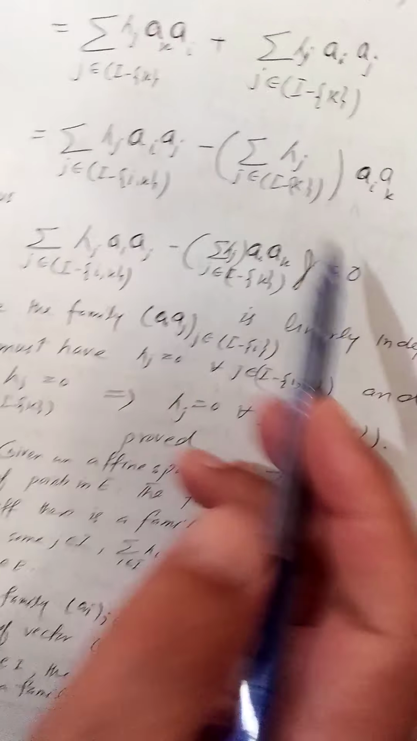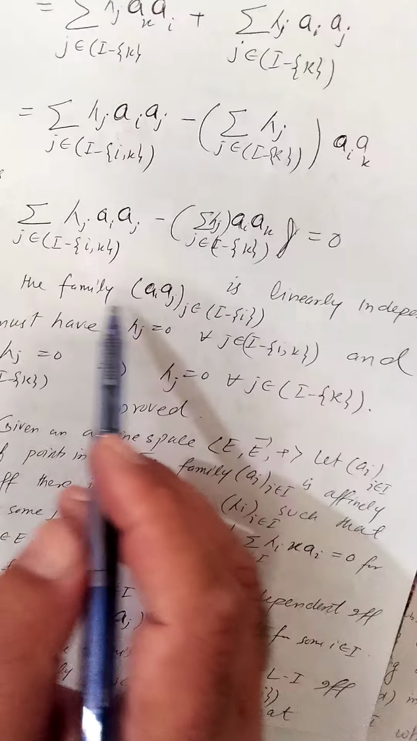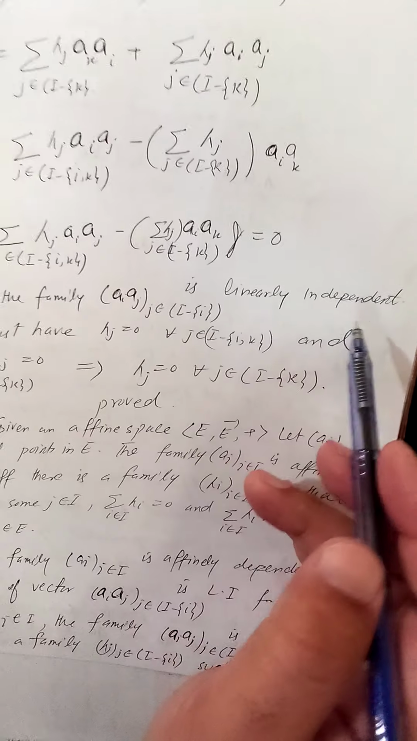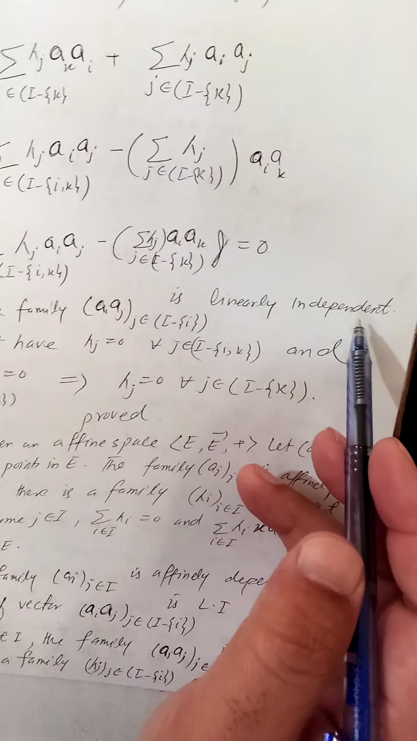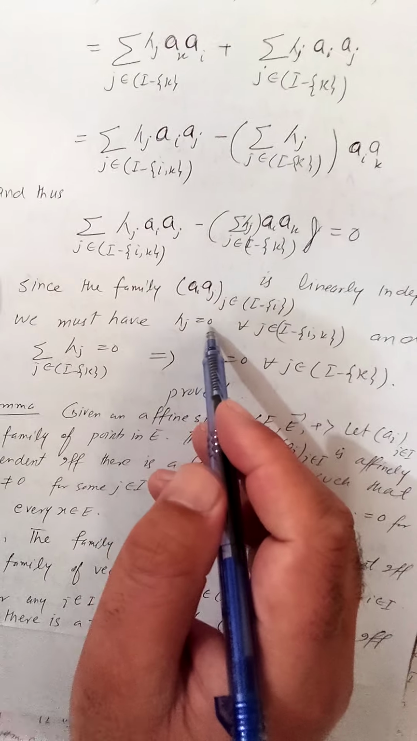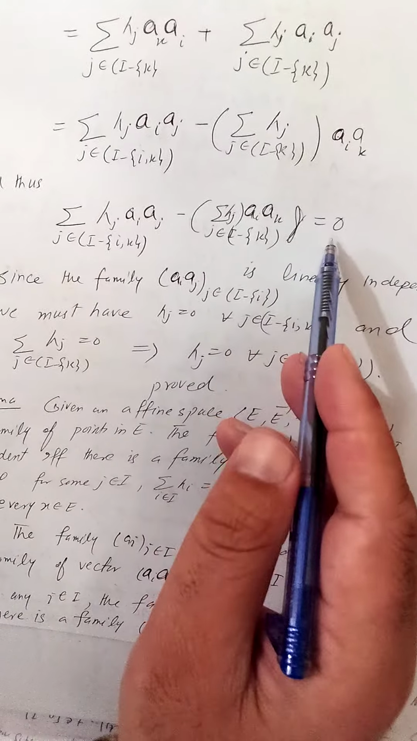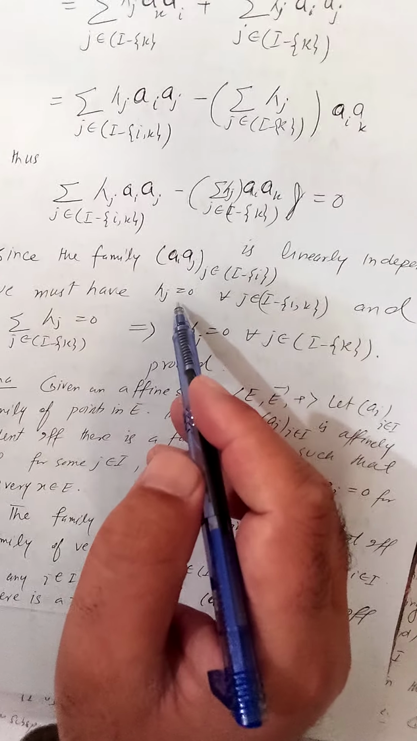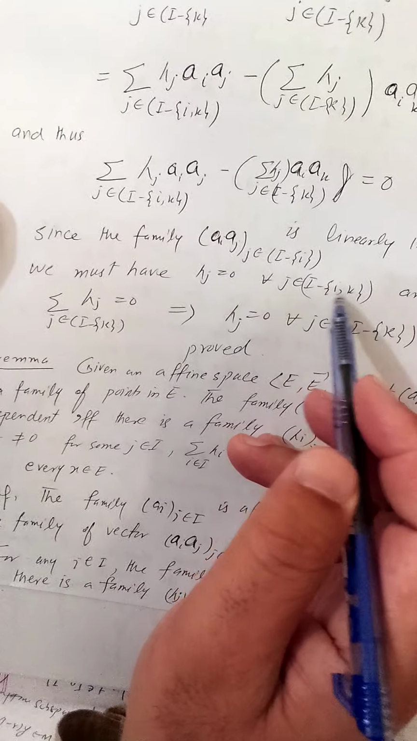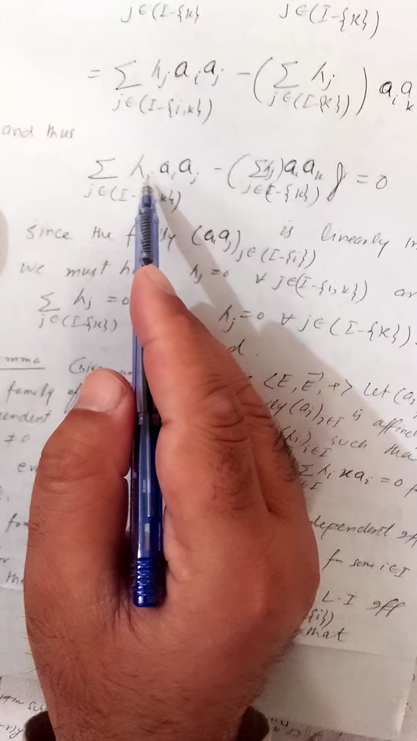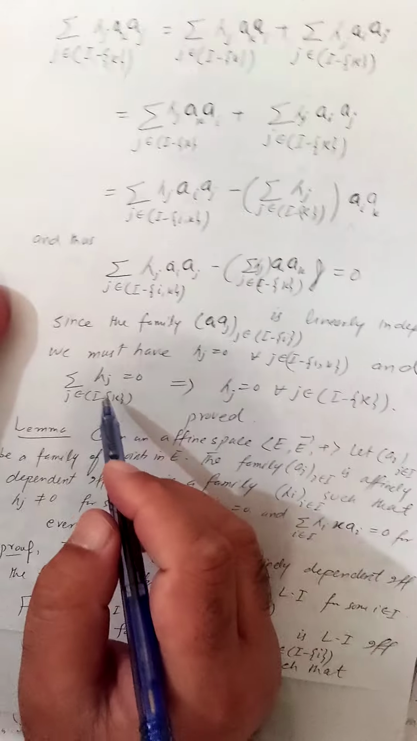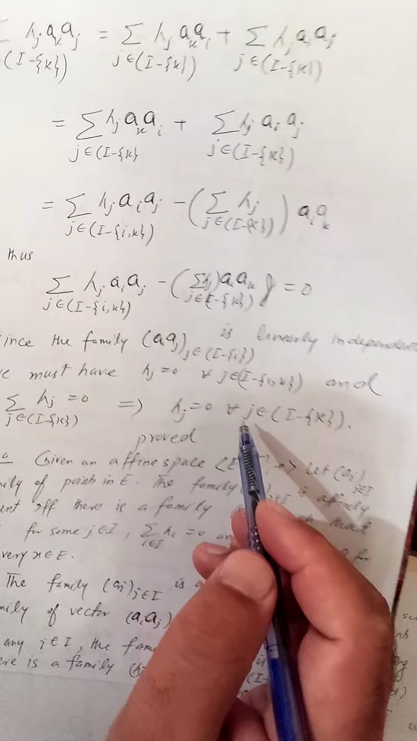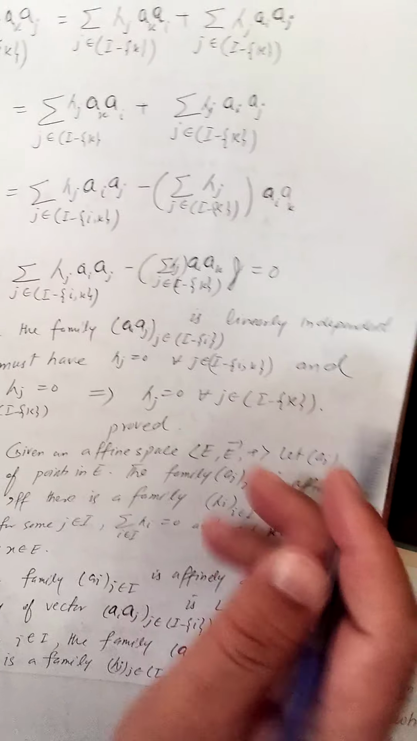This summation becomes 0 since the family (ai aj) is linearly independent. Because for linear independence, when we put the summation equal to 0, we must have lambda j equal to 0. In this summation equal to 0, for linearly independent vectors lambda j is equal to 0 for all j in I minus {i, k}. Lambda j must be 0, which means lambda j is equal to 0 for all j in I minus {k}.